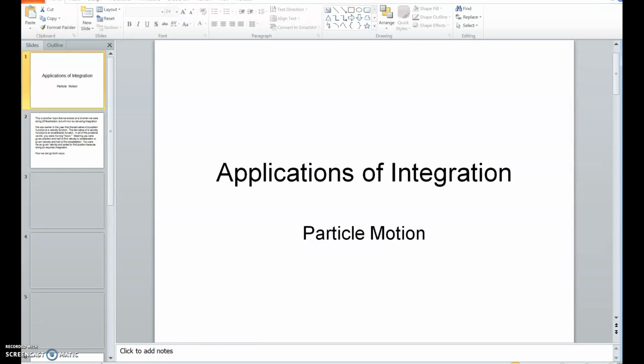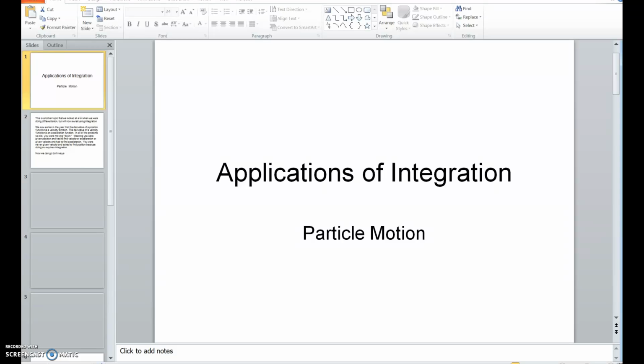Hello, everybody. Today we're going to be revisiting particle motion. So remember in the fall when we did differentiation, we saw that velocity is a derivative of position and acceleration is a derivative of velocity. Now that we know how to integrate, we can work backwards.